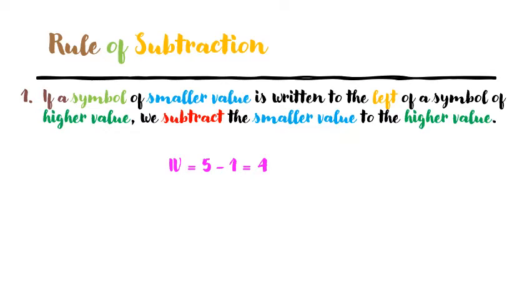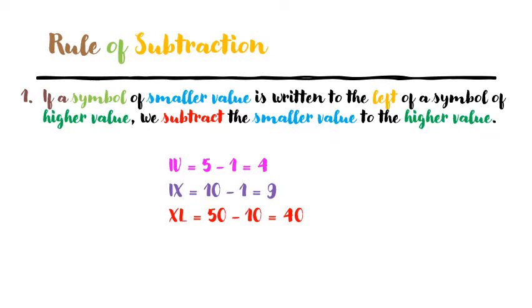IV. Now here I is smaller than V as per the value because I has the value of 1 and V has the value of 5. So what will we do? We will subtract. 5 minus 1 equals 4. Next, IX. IX equals 10 minus 1 equals 9. Why are we subtracting? Because here I is written to the left of X. Therefore, we will subtract the value of I from X.